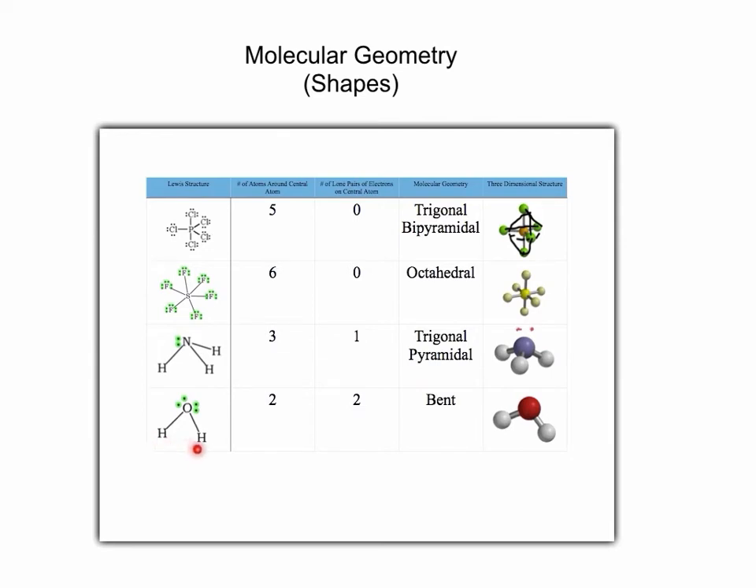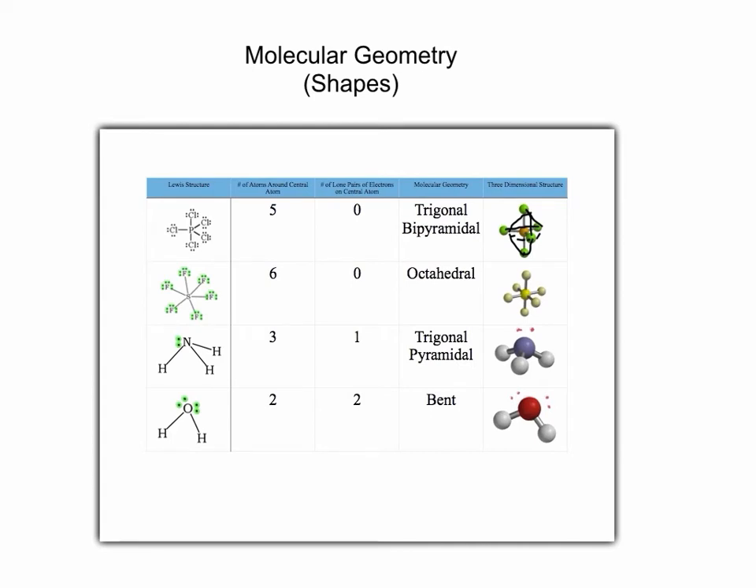If we have 2 atoms on our middle atom and 2 lone pairs of electrons, we end up with a bent shape. So here I'll draw in the electrons again. Here are our lone pairs, and if they all repel each other equally or about equally, we end up with a bent shape.